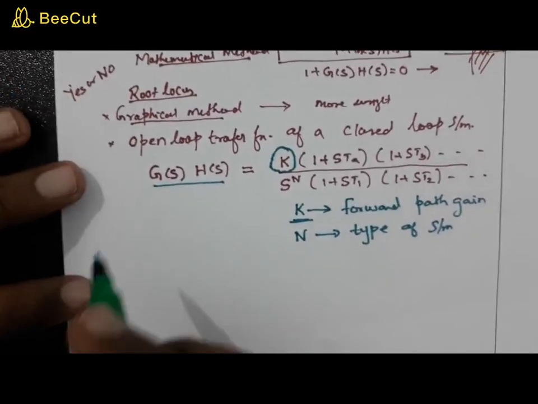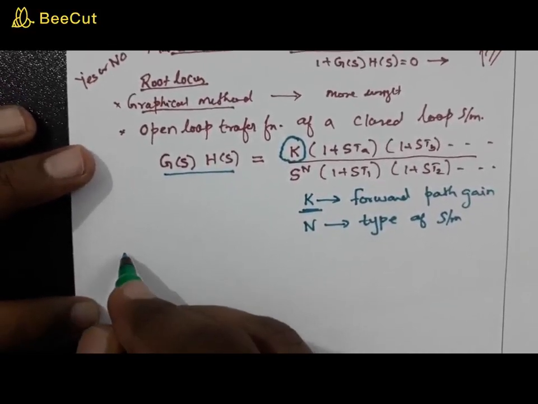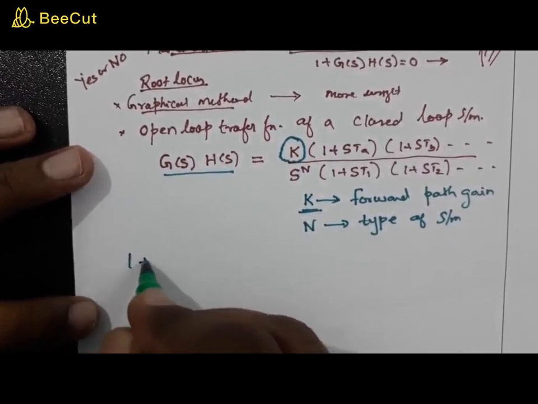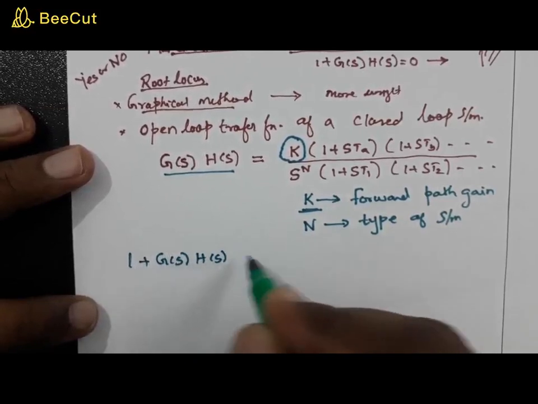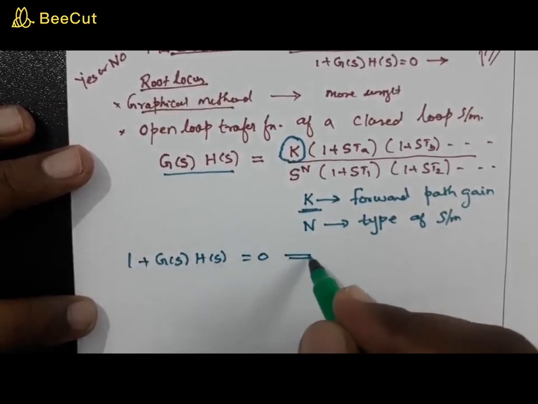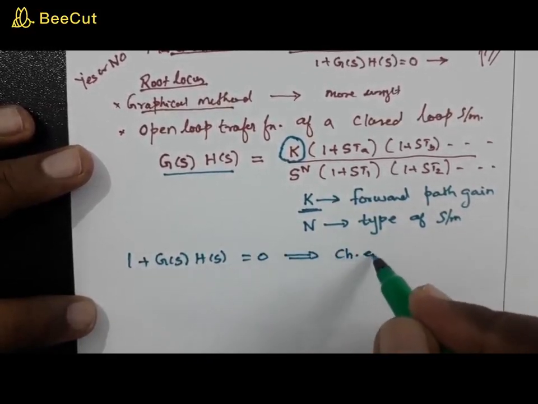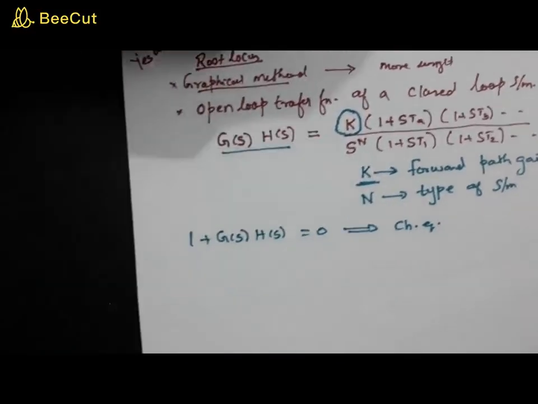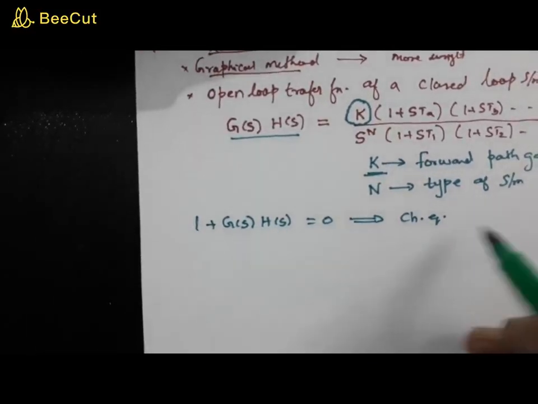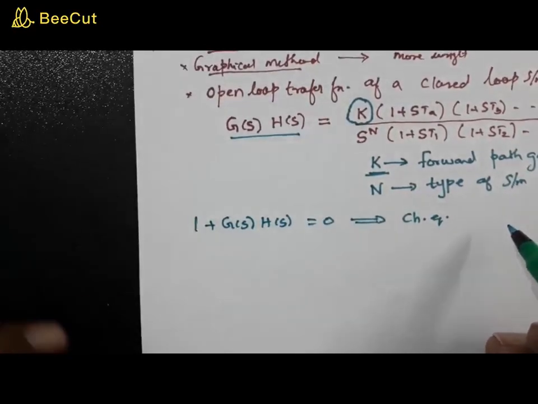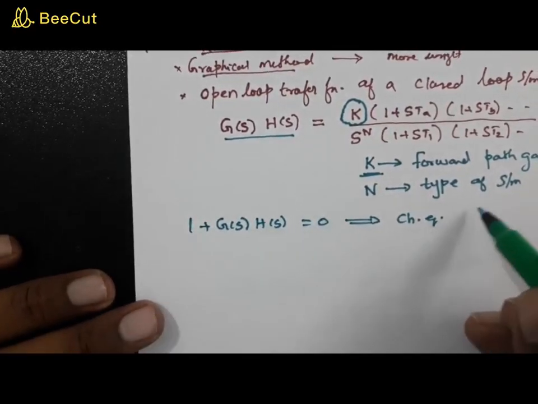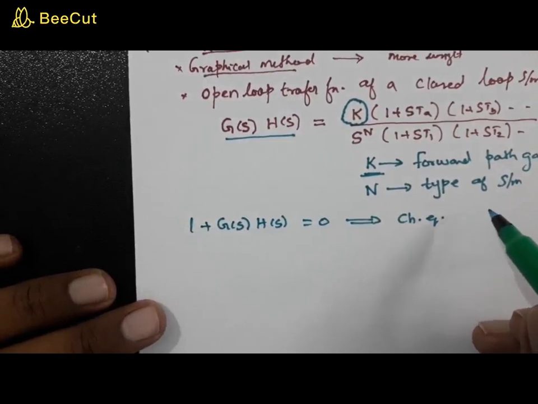Okay, so in the last session we studied that 1 plus G(s)H(s) equal to 0 is your characteristic equation. Using this characteristic equation you can ascertain the stability of the system. That is, you are to find out the roots of that equation, right? Now using this characteristic equation, one of the things that you need to do is the factorization.